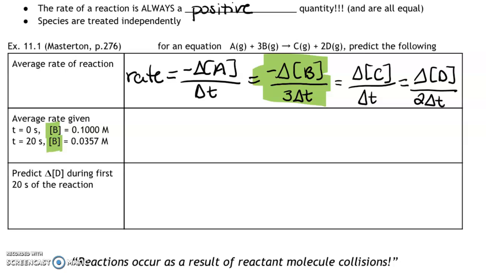But if you would, take the expression for species B and try plugging in those values and see if you can get the same average rate that I do. So pause here and try that real quick.